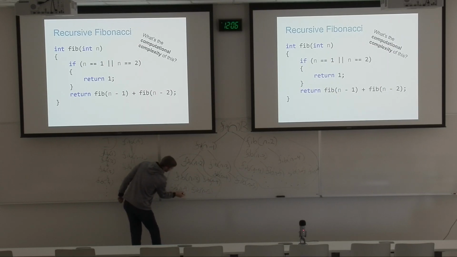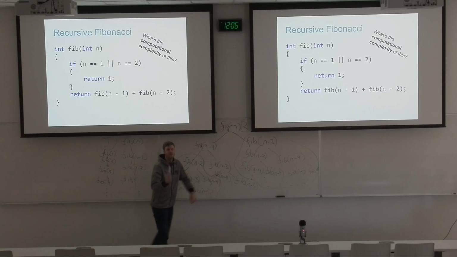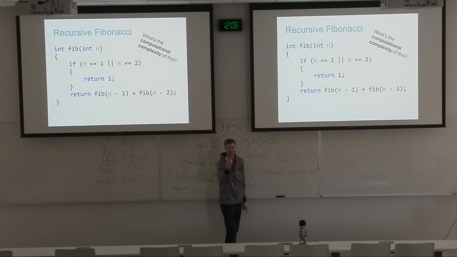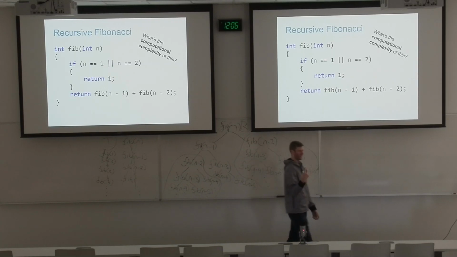And of course, this tree goes on until it hits the base case. I've answered the question in this tree. To find out the answer of fib of n, I've asked and answered the question, what's fib of n minus 2, and fib of n minus 2 twice. I did the same work twice.